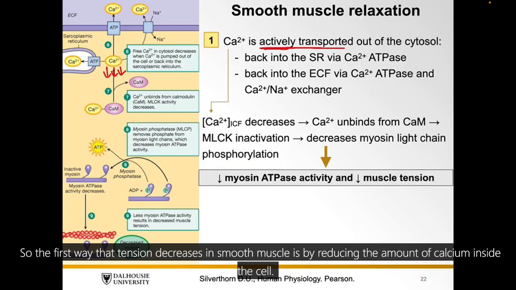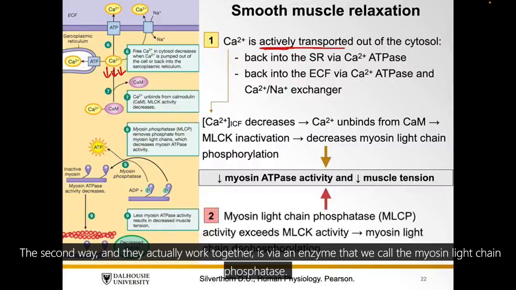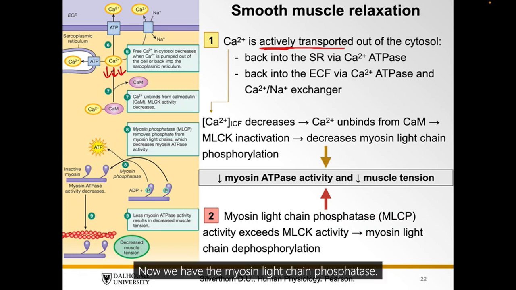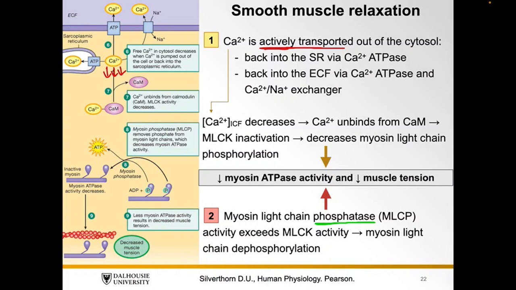So the first way that tension decreases in smooth muscle is by reducing the amount of calcium inside the cell. The second way, and they actually work together, is via an enzyme that we call the myosin light chain phosphatase. So we're now very familiar with the myosin light chain kinase, the K for kinase, that adds a phosphate onto a protein. Now we have the myosin light chain phosphatase. And all of the phosphatases in our body have one function, is that they take away phosphate groups.